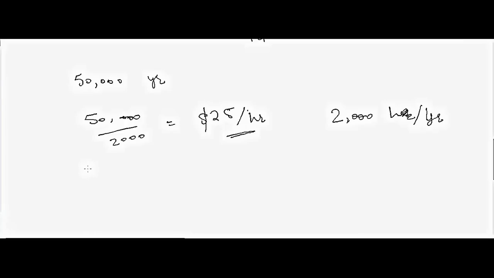In the same way, if you are getting $70,000 a year, that means you are getting $35 per hour. So that's another quick calculation that you can do to get some approximation.